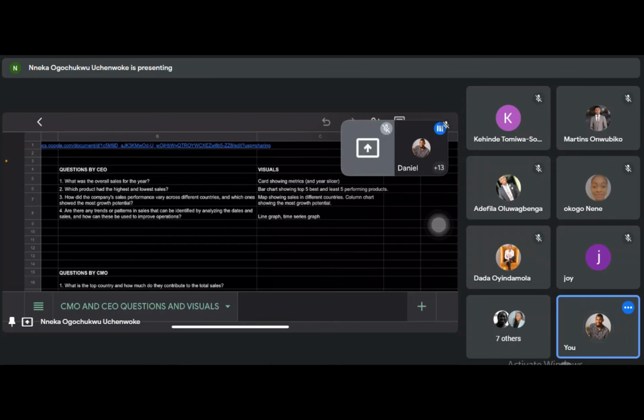How did the company's sales vary across different countries? Which one shows the growth potential? So here you can also use, like I said about data cleaning, the countries column. So do your research. RSA should be for South Africa, then EIRE should be for Ireland. If you put that on, they'll tell you it's Republic of Ireland. So you want to do your cleaning, change that.